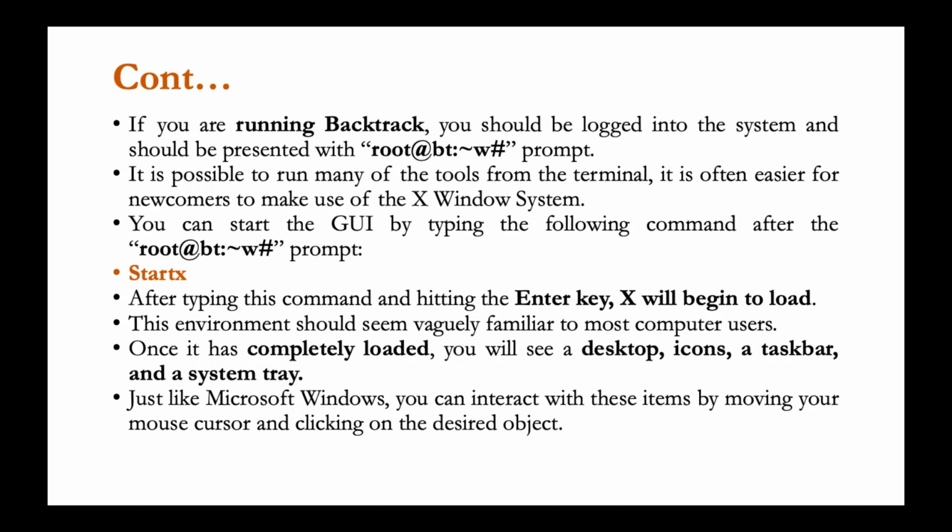This environment should seem vaguely familiar to most computer users. Once it has completely loaded, you will see a desktop, icons, a toolbar, and a system tray. Just like Microsoft Windows, you can interact with these items by moving your mouse cursor and clicking on the desired object. If you are utilizing Kali Linux, after logging in with the default root and toor username and password, you will be automatically loaded into the GNOME desktop environment.